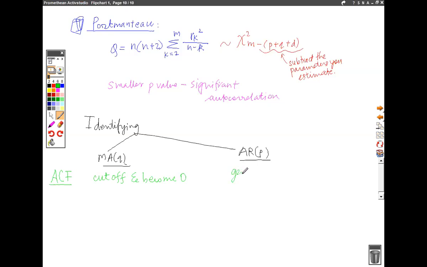So for the ACF, in MA it will cut off and become 0 for k greater than q, and in AR it is just going to geometrically decline. And for the PACF, in MA it will geometrically decline, and in AR it is going to cut off to 0 for k greater than p.